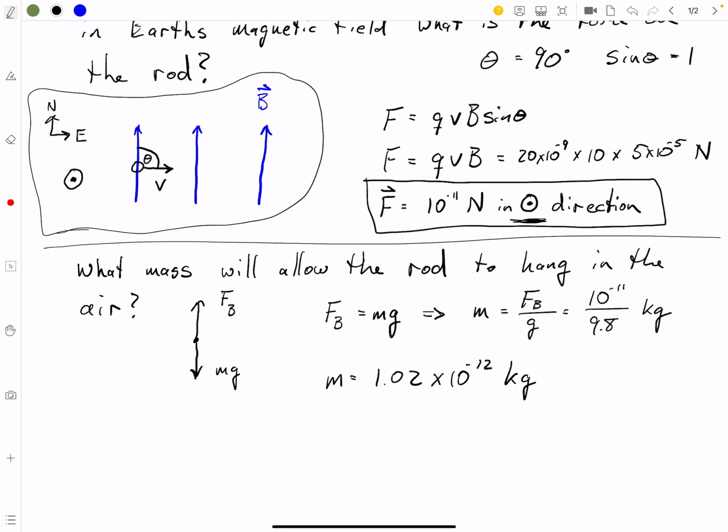If you want to think of it in grams, that is equal to 1.02 times 10 to the minus 9 grams. And we could just say that it's roughly 1 nanogram. I don't know if you know how small 1 nanogram is, but that's my approximately equal sign. So the mass is about 1 nanogram. Pretty small.